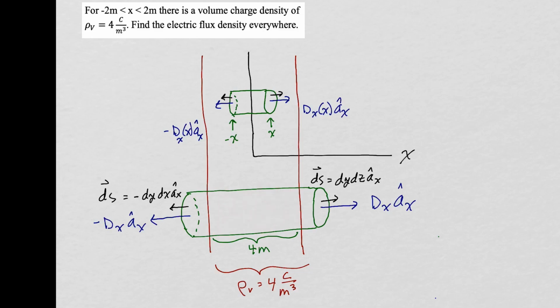Now, the Gaussian surfaces are selected such that two sides have outward normals in the same direction as the electric flux density fields, and the other side, the outward normal, is perpendicular to the electric flux density field. That way, the only surfaces that have electric flux going through them are the right and left parts of the two Gaussian surfaces that I have drawn.